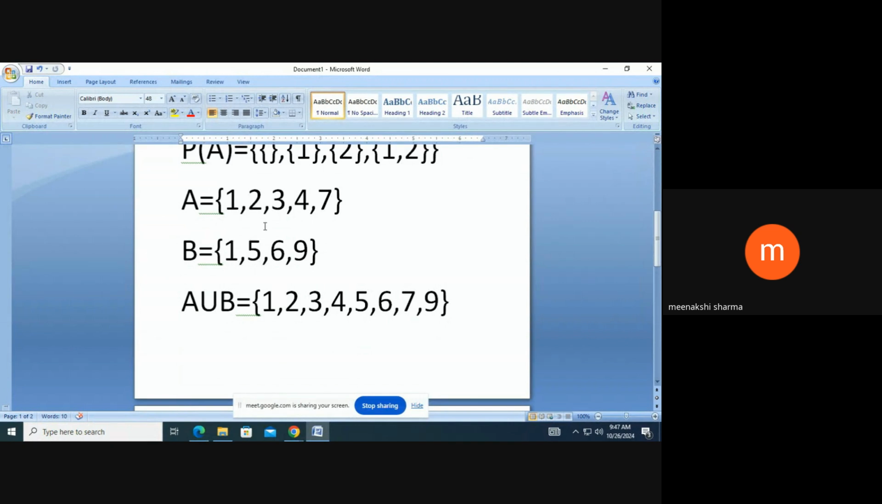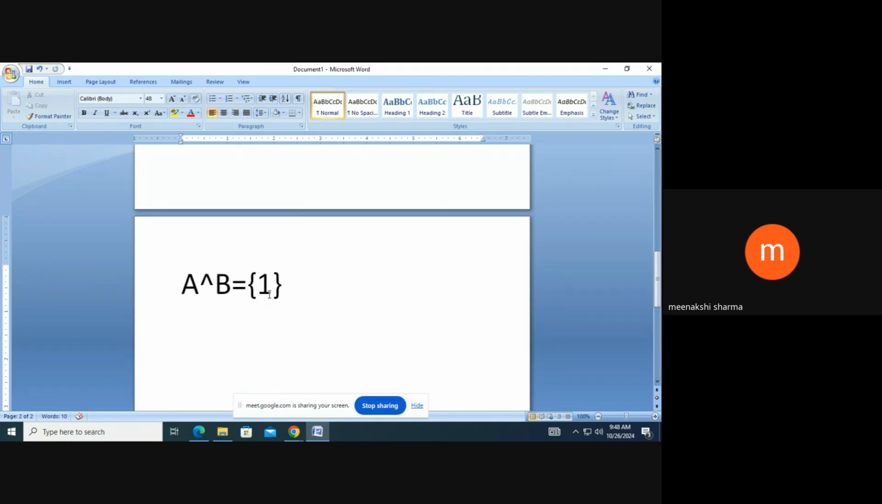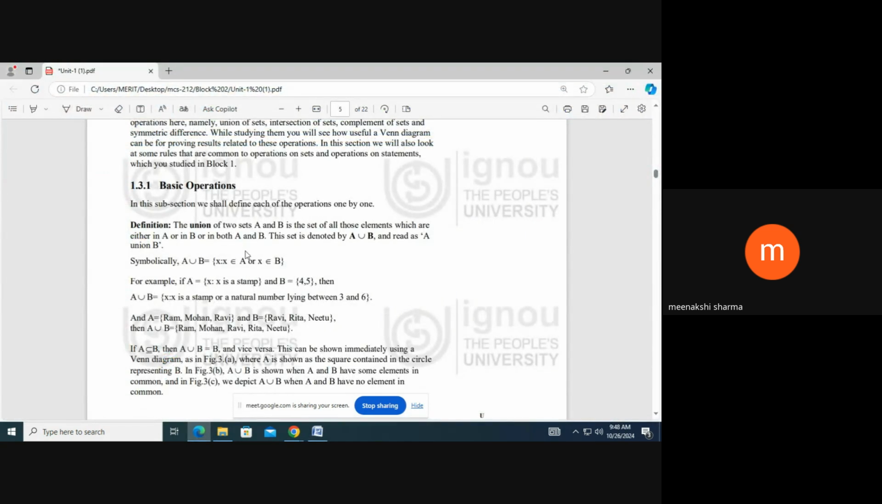A is equal to 1, 2, 3, 4, 5, 6. B is equal to 1, 5, 6, 9. Then A union B is 1, 2, 3, 4, 5, 6, 7, 8, 9. It's all the elements of set A and B. It's called union set. Intersection means common. In set A and set B there is just one common element. That's why it's called intersection. Okay, students, we know what a union is, and there are some examples of union.